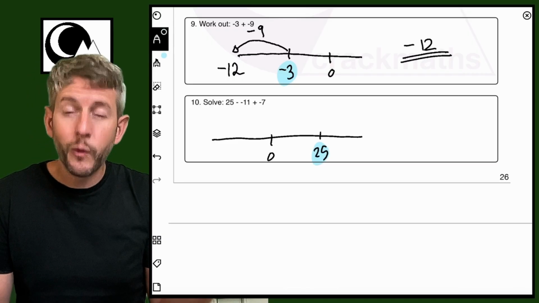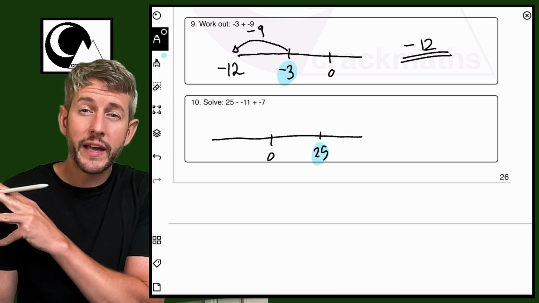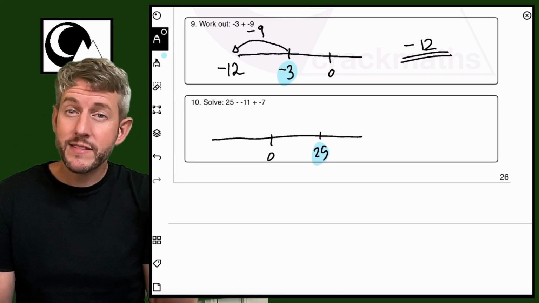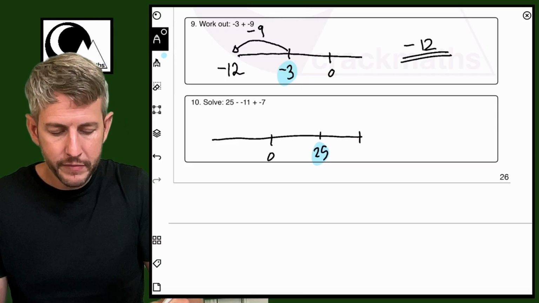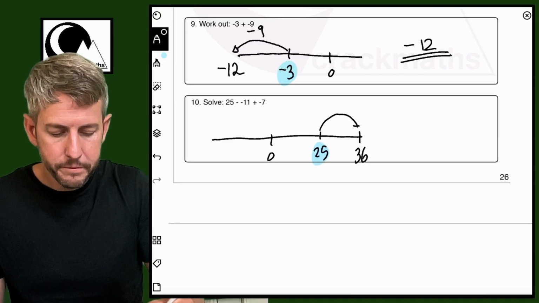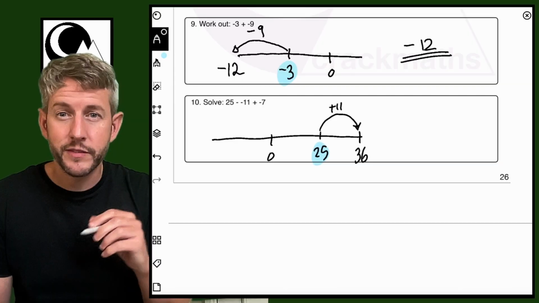Now, if we take away a normal number, we move in that direction. But if we're taking away a negative number, we're increasing our value. So we're going to actually increase 25 by 11 and end up at 36. Okay, so here we go. We've added 11 and we're at 36.